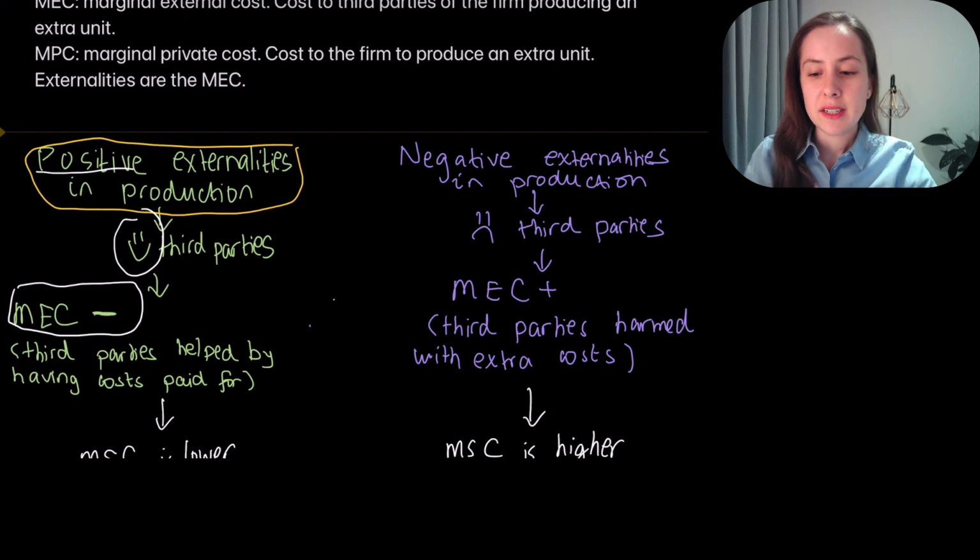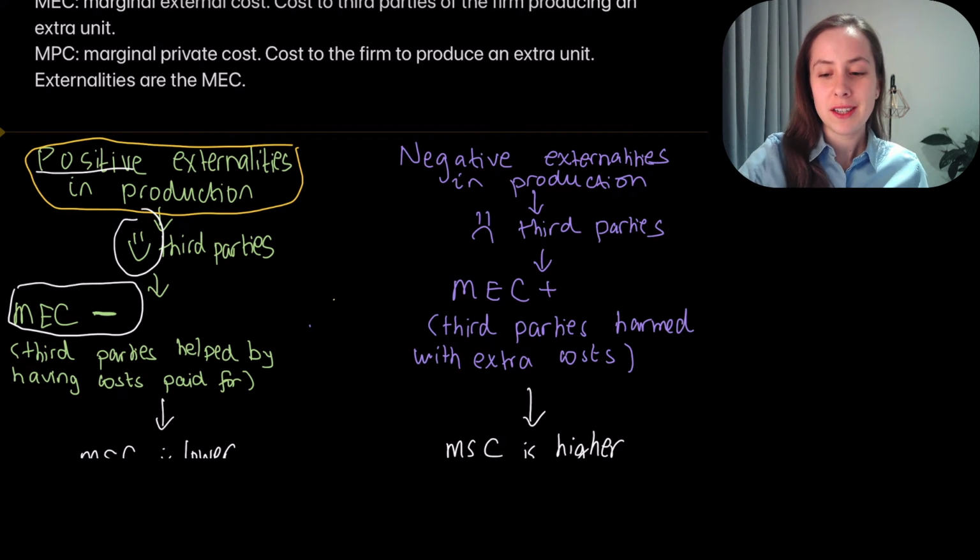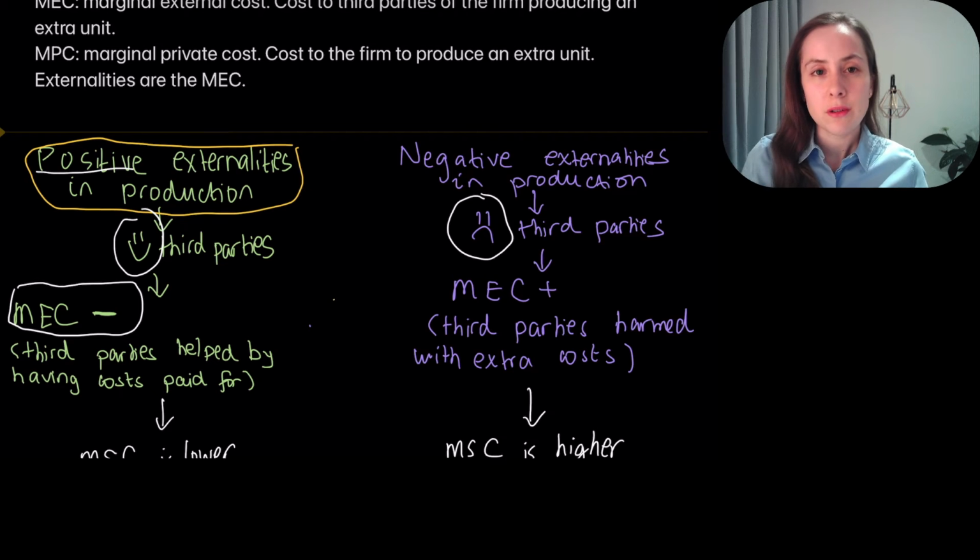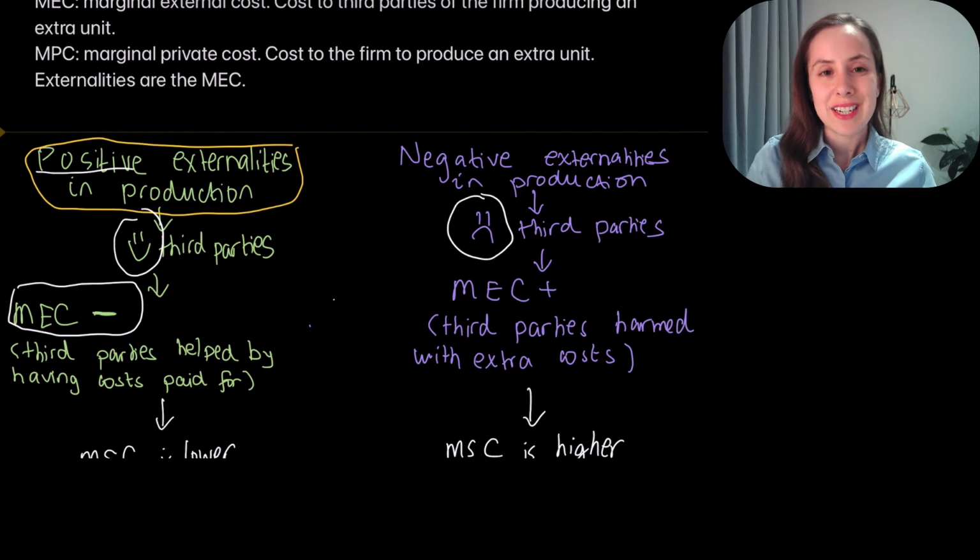The same, if it's a negative externality in production, you're unfortunately harming third parties. And this is a really bad situation, right? Third parties, they had nothing to do with the supply and demand of the good, yet they're being harmed. As a result, you want to communicate the harm, and the way to do this is actually you want to add costs onto the third parties.